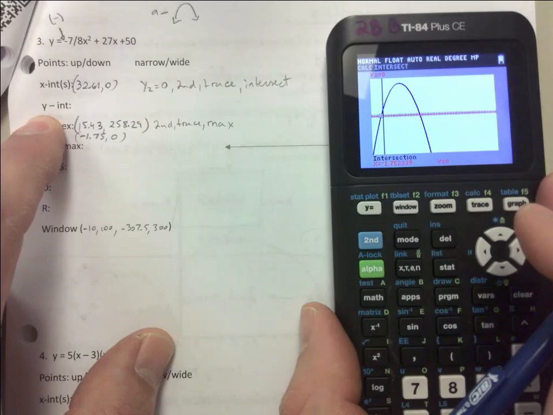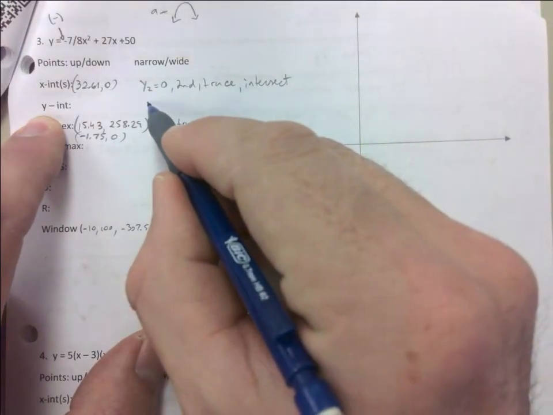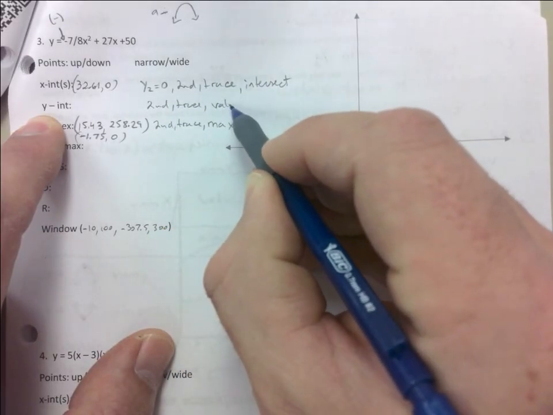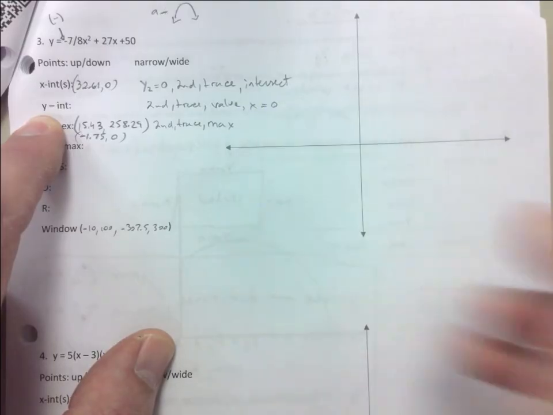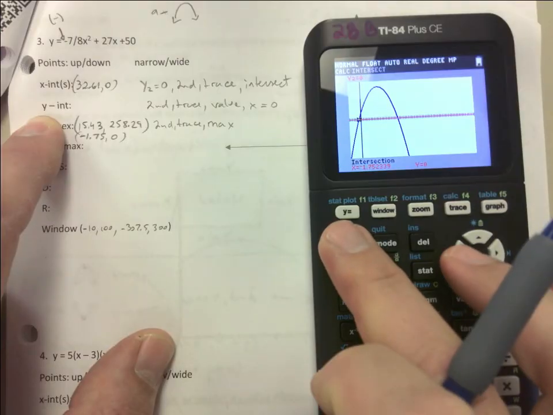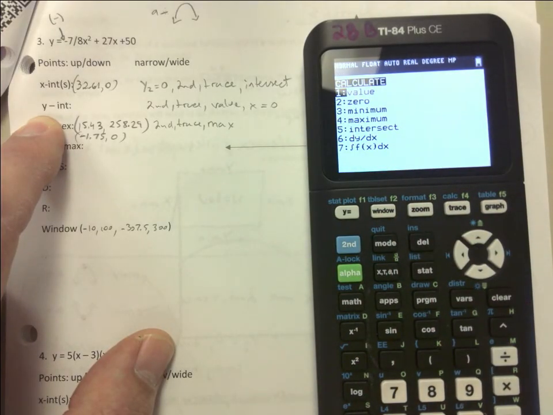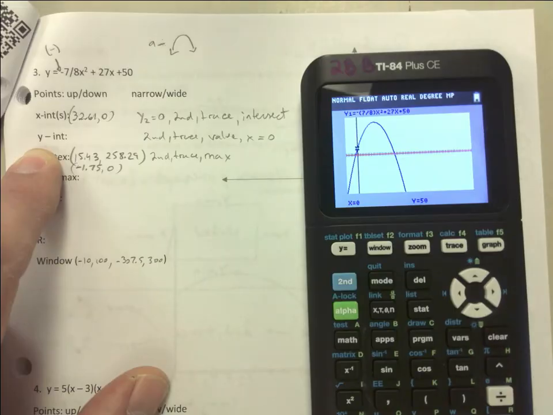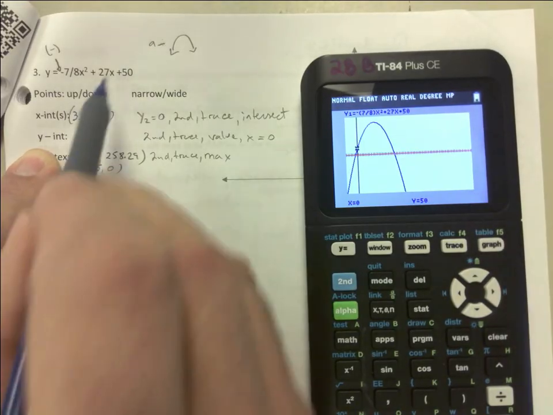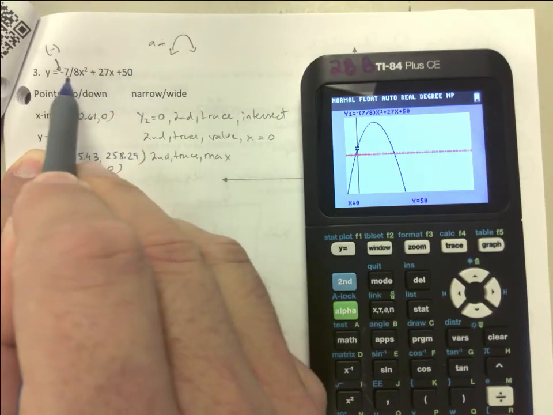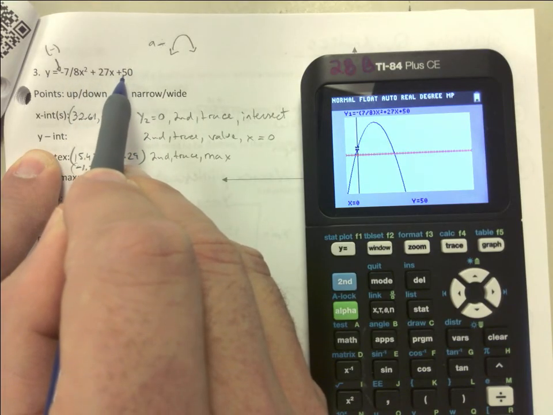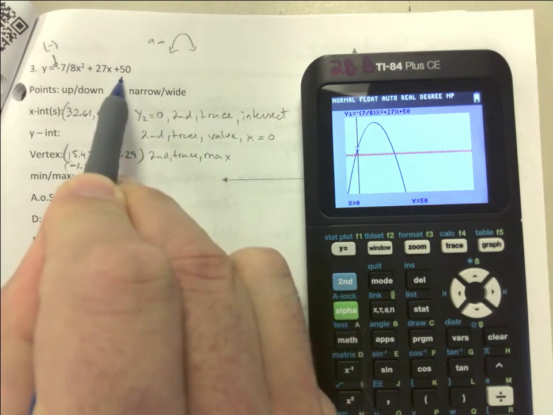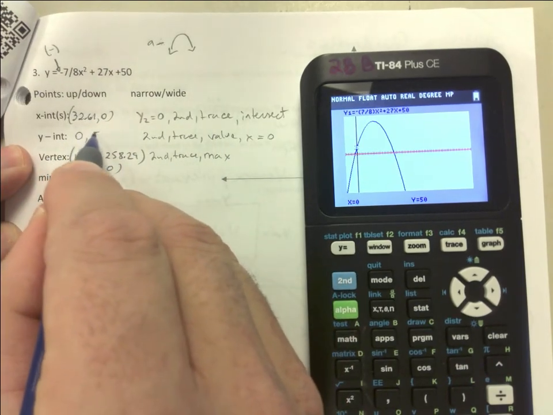Now let's find the y-intercept. The y-intercept is second trace value x is equal to 0. So go ahead. Second trace value x is equal to 0. I hit enter and it says 50. Do you see the 50 up here? Because this is in general form, that is your y-intercept. If you notice that, you can save yourselves the trouble of having to use your calculator to find the y-intercept. It is 0, 50.